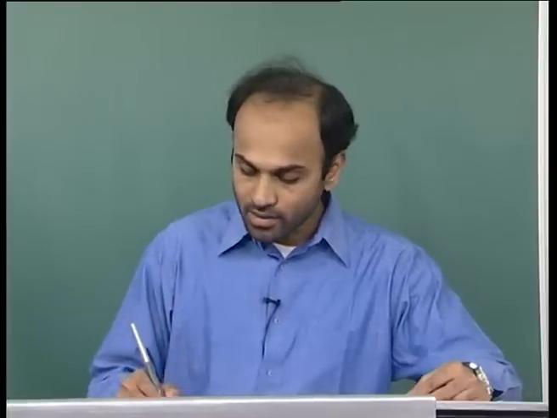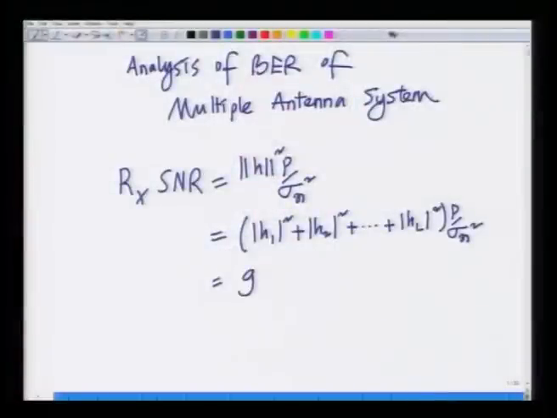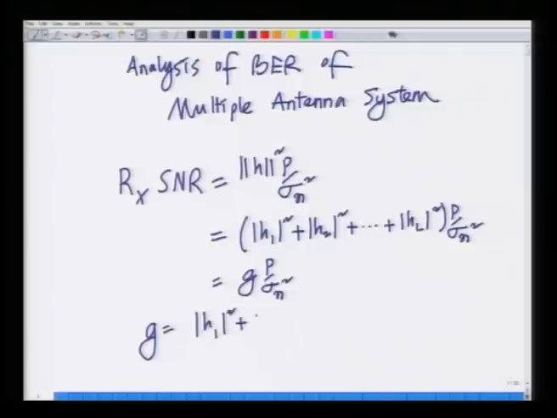All right. And this can also be represented as G times P over sigma n square, where G is the overall gain of the channel, which is nothing but the summation of magnitude h1 square, magnitude h2 square, so on up to magnitude hL square. All right.